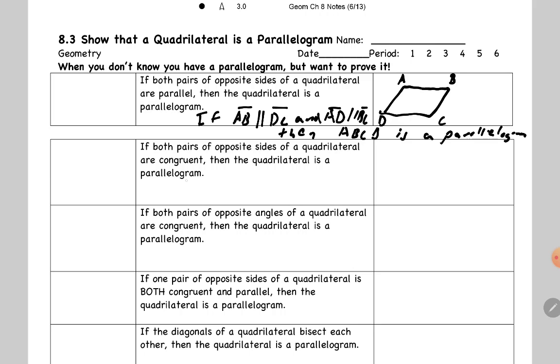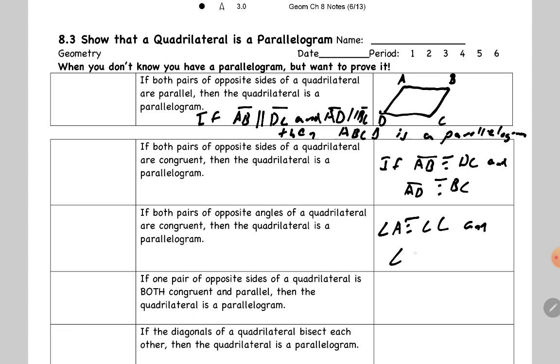You can also say if AB is congruent to DC and AD is congruent to BC, then it's a parallelogram. So opposite sides are congruent. If both pairs of opposite angles are congruent, so angle A is congruent to angle C, and angle D is congruent to angle B, then it's a parallelogram.